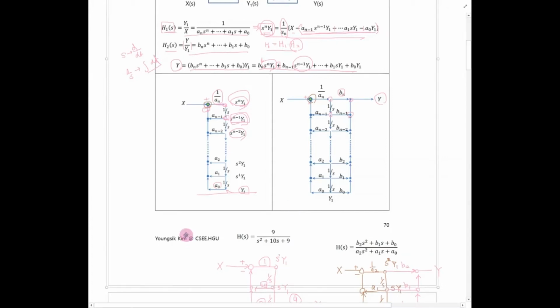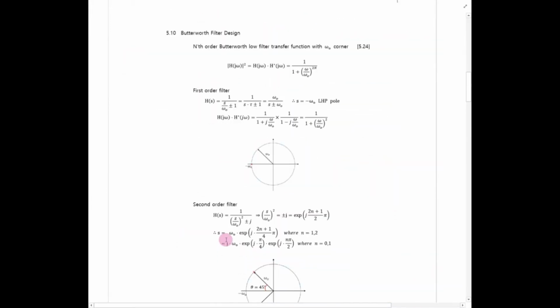We talk about the filter architecture. The next topic is how we're going to design a filter. There are a lot of different filter design algorithms that exist. One of the famous ones is the Butterworth filter design. What is the Butterworth filter?